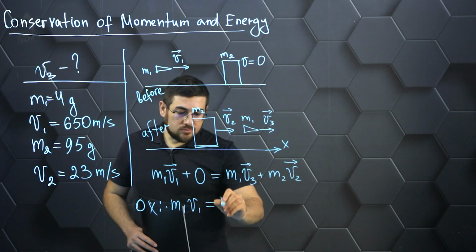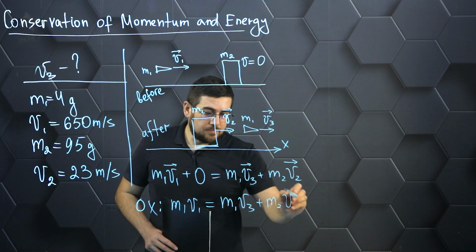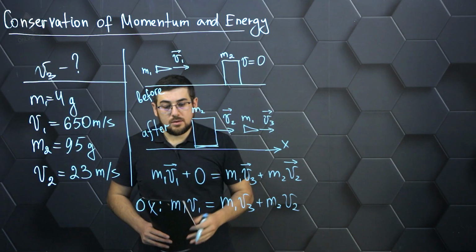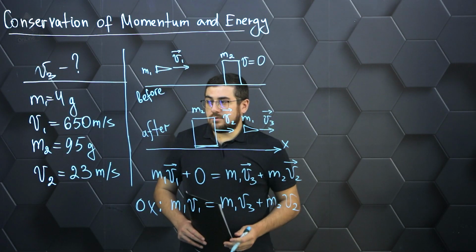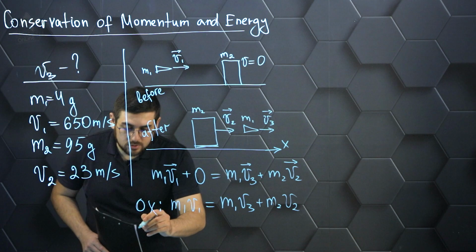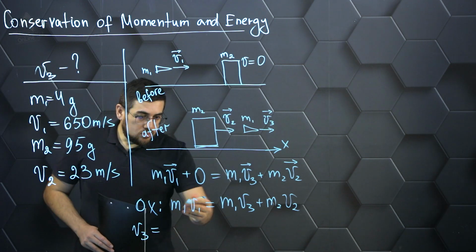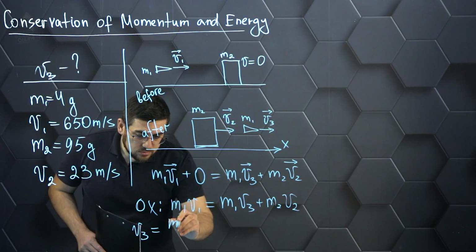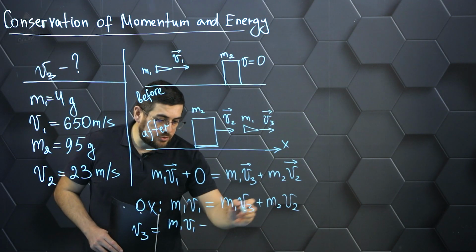So M1 V1 equals M1 V3 plus M2 V2. We have this expression. Well, as we can see, the only unknown quantity in this expression is V3. All that's left is to calculate it. It's simple math. We express V3 based on the knowledge of the other quantities.